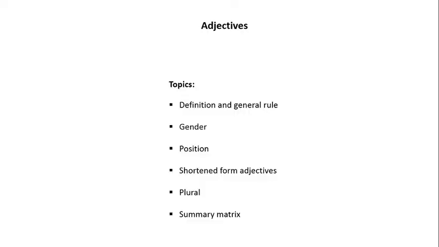I've divided the subject into the following topics. At first, we're going to be talking about a definition and a general rule. We'll follow that with gender. We'll follow that with the position of the adjective in the statement. Then we'll follow that with a discussion of shortened form adjectives. Then we'll speak to making adjectives plural. And lastly, we'll speak to a summary matrix of all the rules I'm going to be giving you.